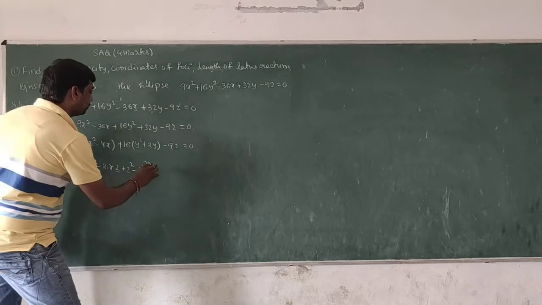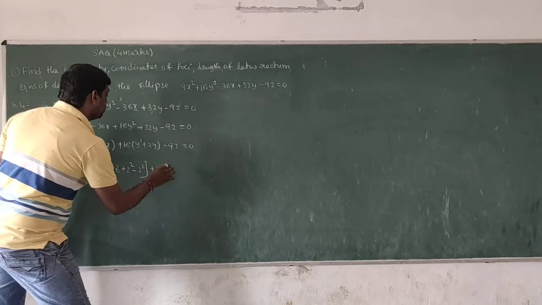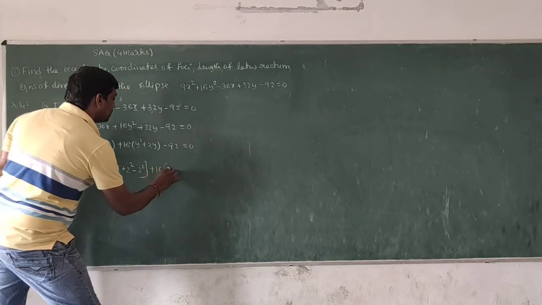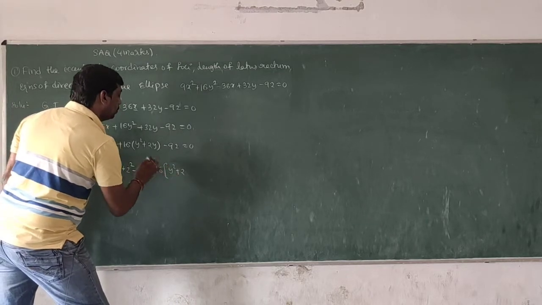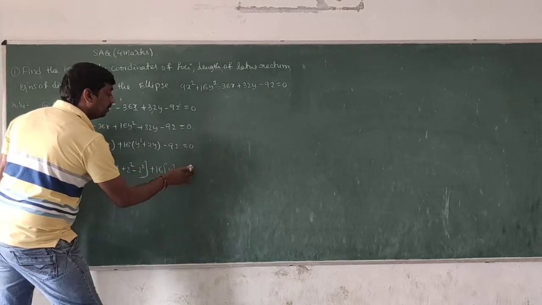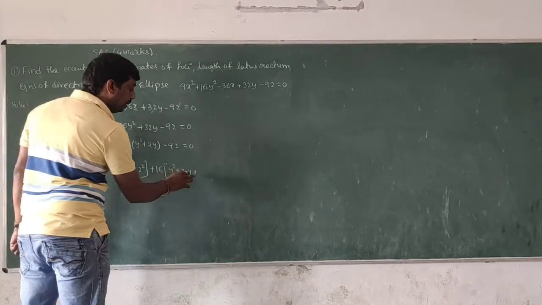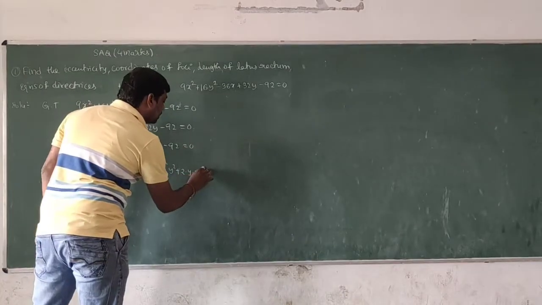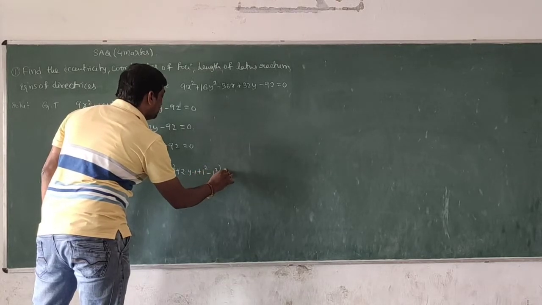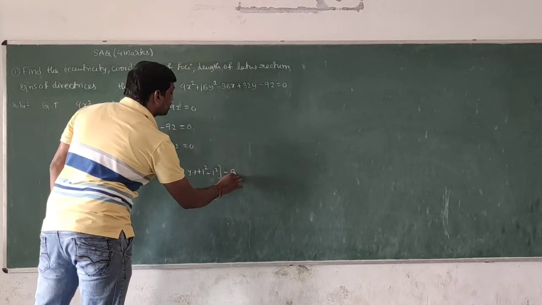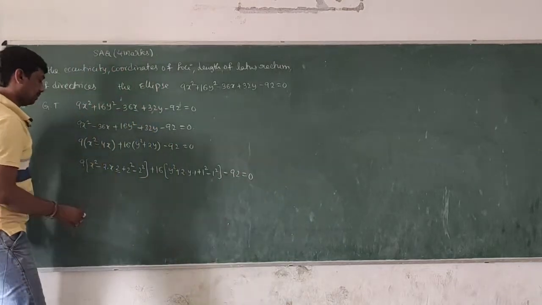Now 16 into y square plus 2ab. For the value written, the total product equal to 2y means only 1. That's why b value is only 1. So that's why plus b square and minus b square. Now the remaining minus 92 constant as it is.